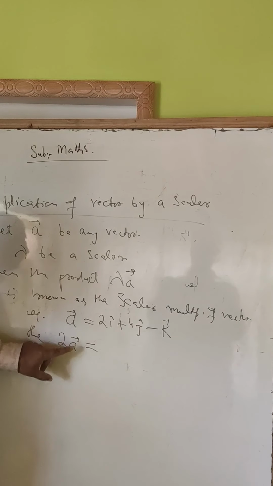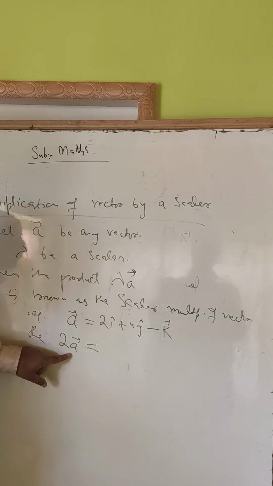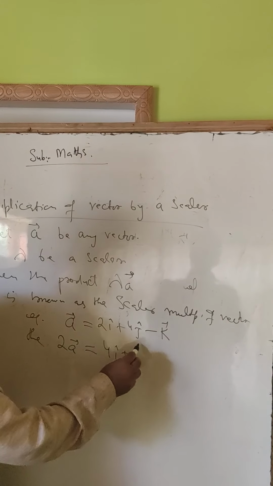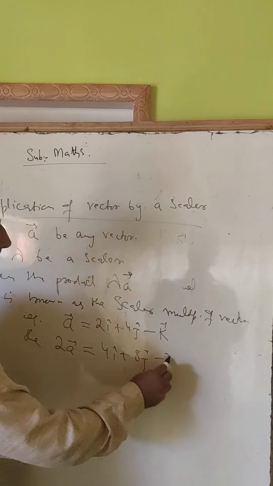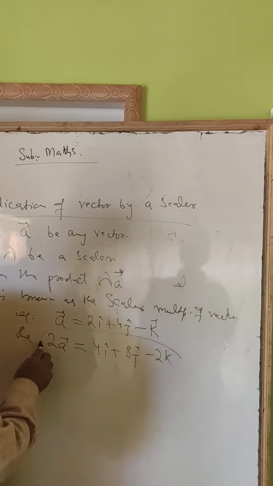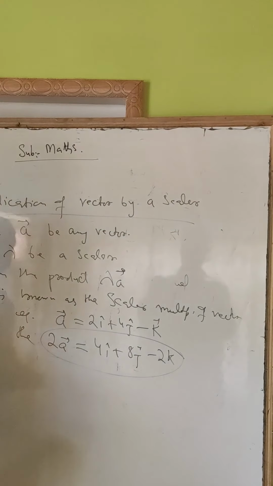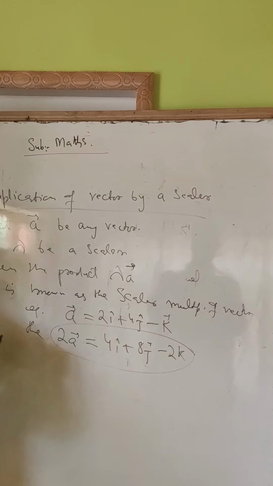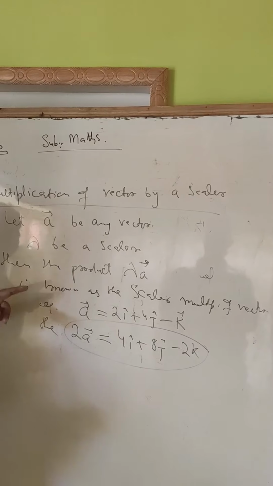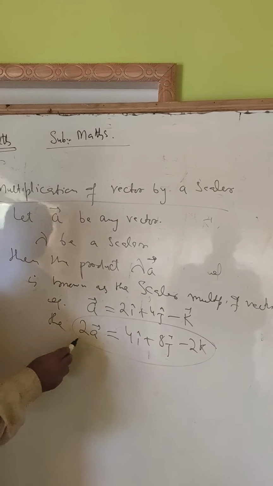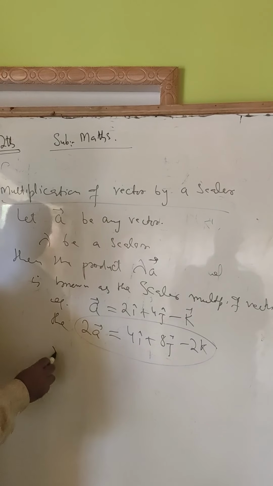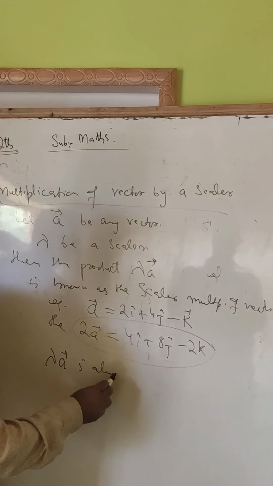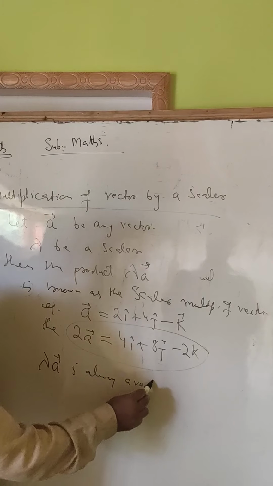2 से मैंने a को मल्टीप्लाई किया, means scalar multiplication of a vector. That will be equal 2 2s are 4i plus 2 4s are 8j minus 2k. This is the scalar multiplication of a vector by a scalar. Now, certain things you have to remember, that the scalar multiplication of a vector is always a vector. That is 2 times a vector. It is also a vector. Means in general, lambda times a vector is always a vector.